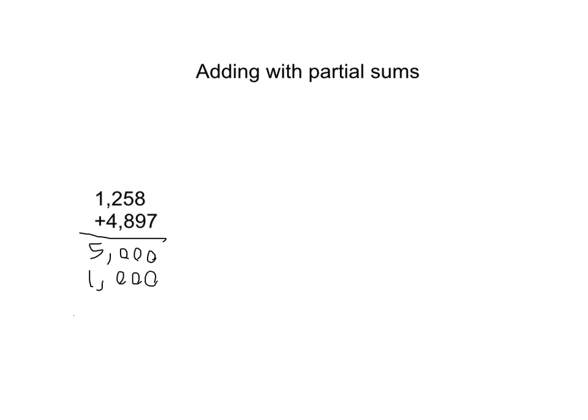Then you add the tens together. 80 plus 90 equals 170, and then you add the ones. Oh, whoops, one second. On that last step, the tens, I accidentally added the wrong numbers, but so 80 plus 50 is 130.